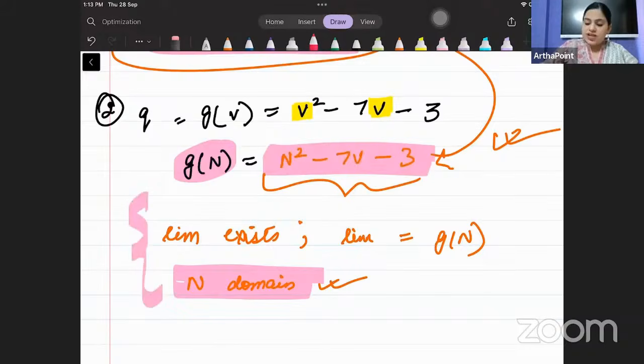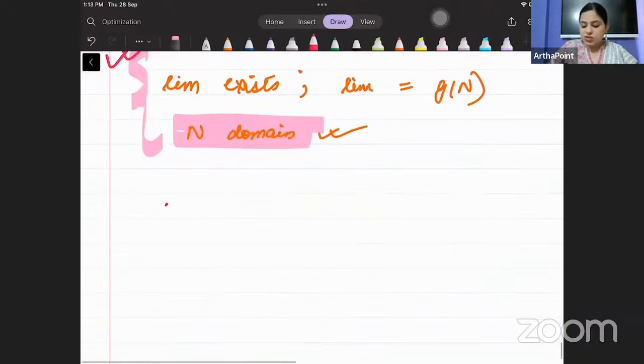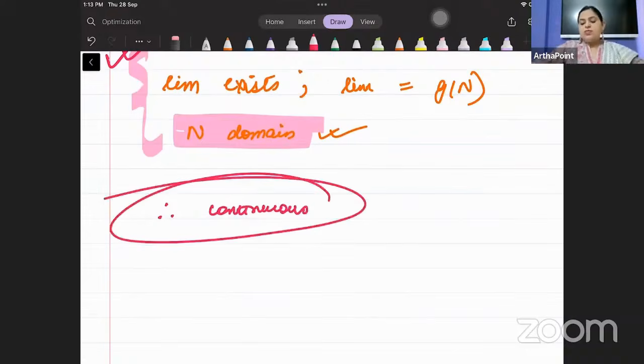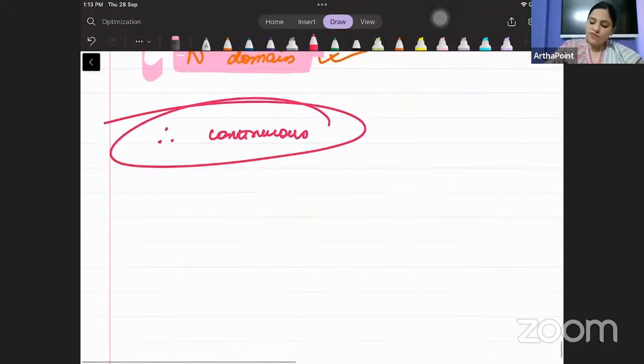All three properties are satisfied. So is it a continuous function? It is a continuous function. Homework.